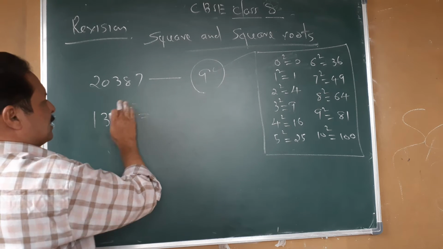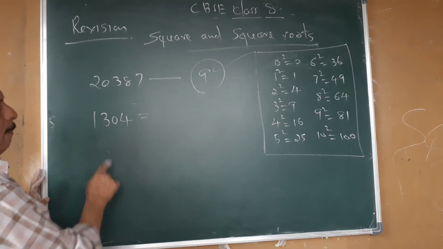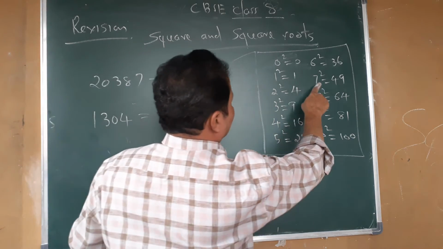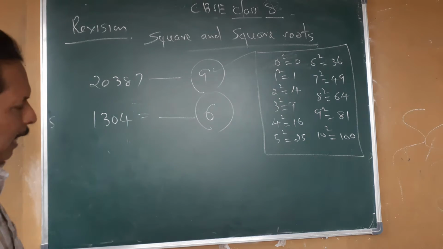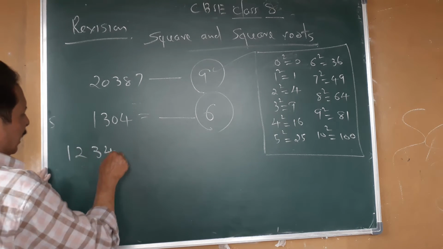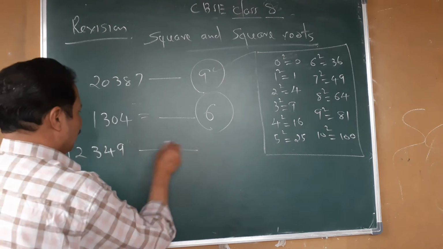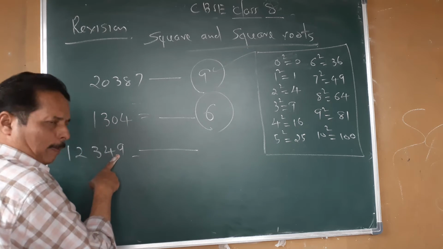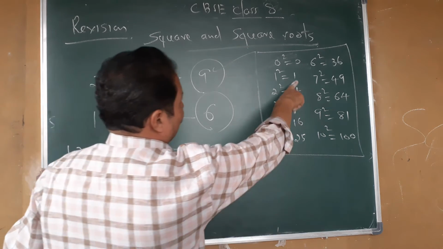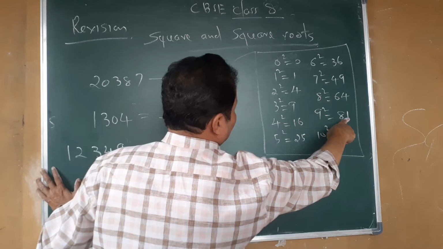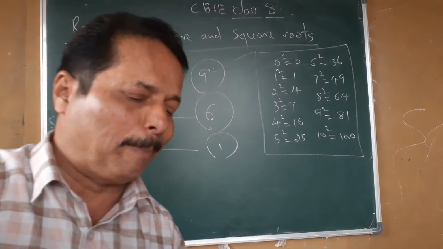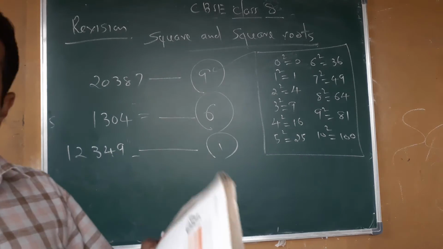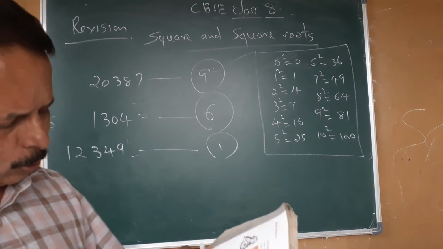1304 whole square. What is the unit place of the square of this number? 4 square is 16. Here you look at the table, 4 square is 16. So the unit place is 6. You get the idea? Another one ends with 3? Then the unit place is 9 square is 81. So the unit place is 1. You get the idea? That is on page number 92. Try this.